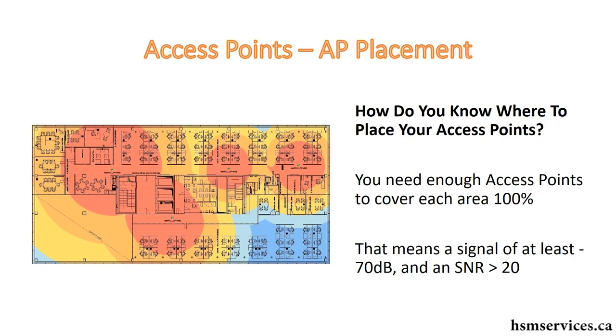And by coverage, I mean that in any area in your building that requires coverage, you have a signal strength of at least negative 70 decibels and a signal to noise ratio that's greater than 20. You might have better than that. You might have your access right next to your access point. Your signal might be minus 30, but it has to be at least minus 70 everywhere. And there can be a little bit of overlap, which we will talk about later.